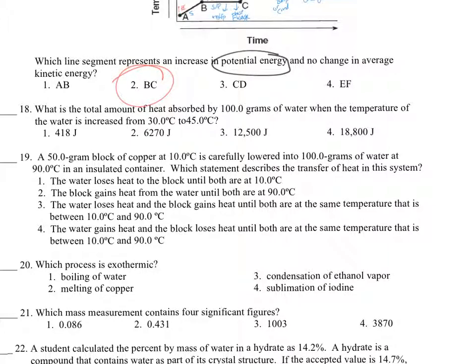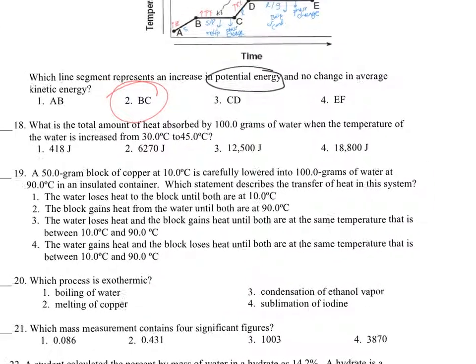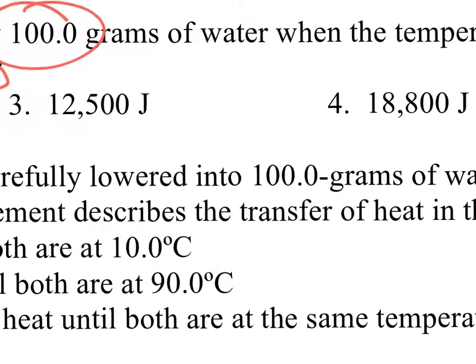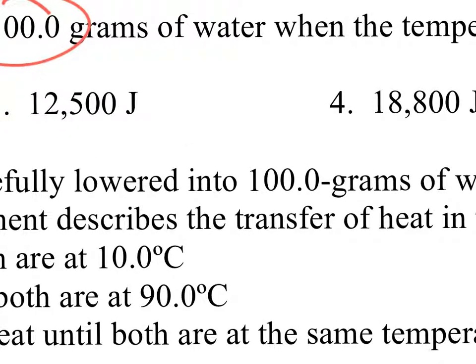All right. What is the total amount of heat absorbed by 100 grams of water when the temperature of water increases from 30 to 45. So what we're going to need to do is not make a line. We're going to zoom in so I can show some work here. And so we're going to use the formula because we have a temperature change. Q equals mc delta T. Okay, and we want to know what the total amount of heat is, so that means we're solving for Q.